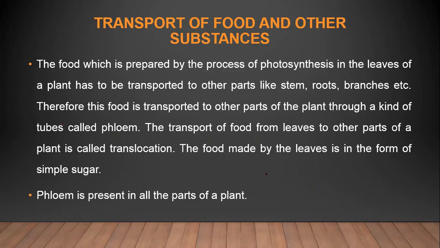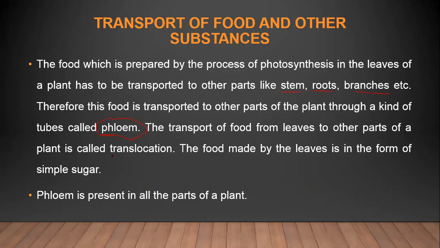So the food which is prepared by the process of photosynthesis in the leaves of a plant has to be transported to other parts like the stem. Okay, it can go to the stem, the roots, the branches, as well as other parts of the plants that you might know of. So therefore, this food is transported to other parts through a kind of tube called what? The phloem. So the phloem is the one which is used to transport food. Remember, the xylem transports water and minerals. Then the phloem transports the manufactured what? Food.